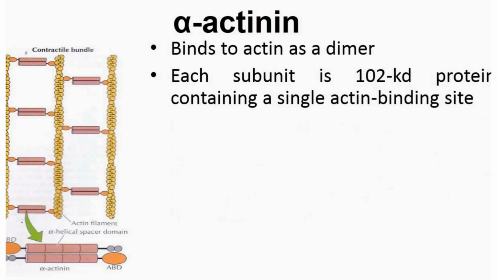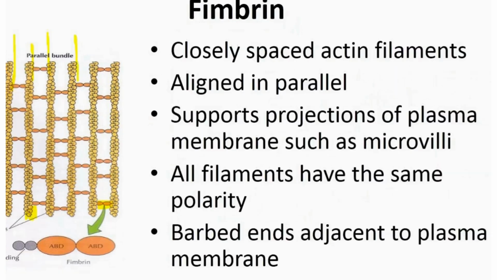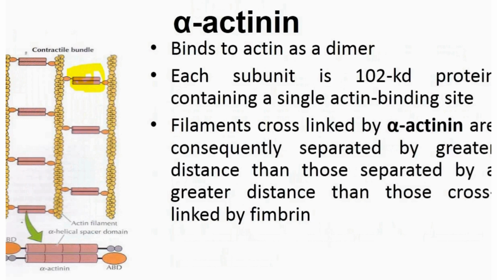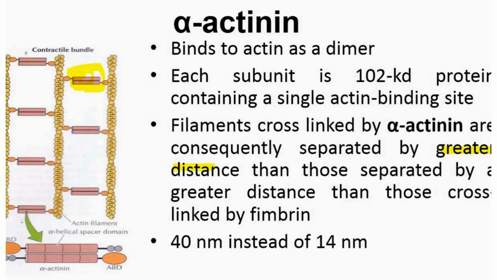I will go to the fimbrin diagram once again. If you see the fimbrin, the distance was much less. Here in alpha actinin, the distance between the parallel arrays is much more. So, the filaments cross-linked by alpha actinin are separated by greater distance. I showed what the greater distance implies, and when you compare the distance with fimbrin, it's much greater. Why is it greater?